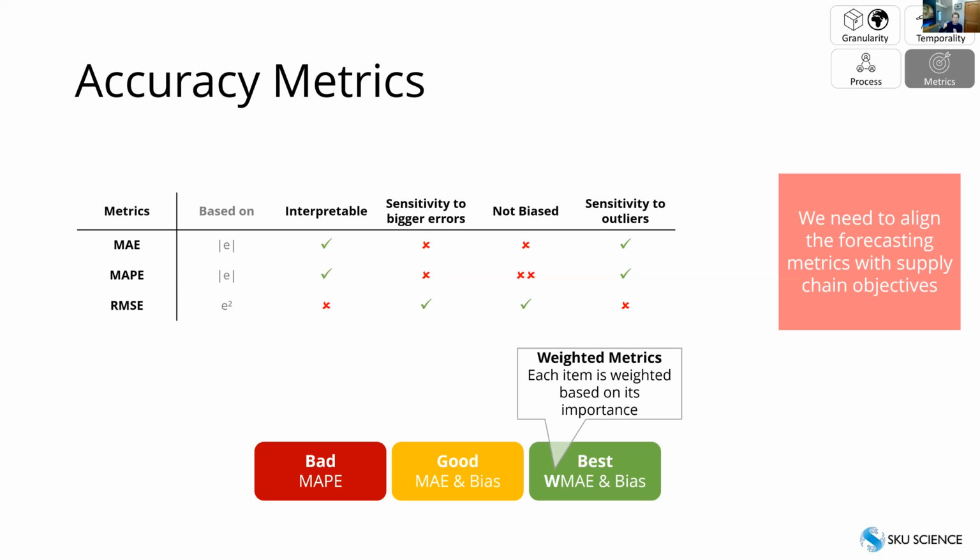With the weighted mean absolute error, you want to give more importance to the products that are more profitable or more valuable, so that when you compute the forecast error, those products get more importance, right? So by using this kind of metric, you make sure that the metric is helping you as a planner to focus on the most important items. Okay, we will come back to this in a few slides.